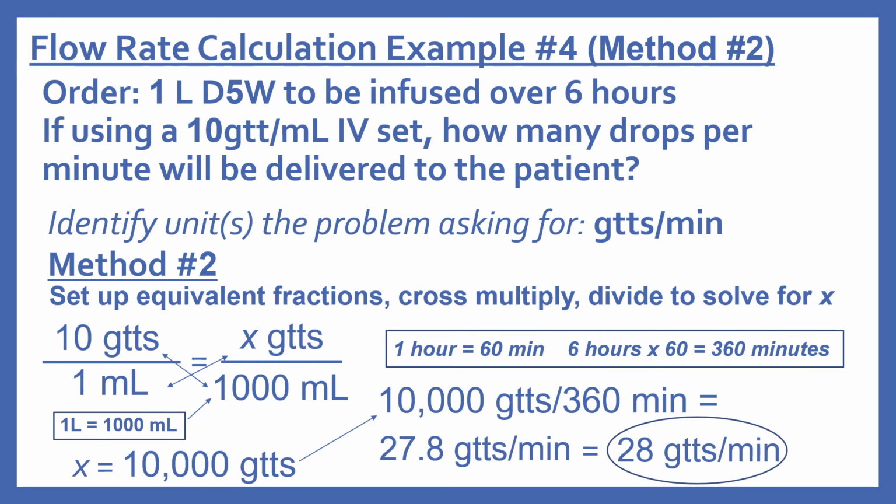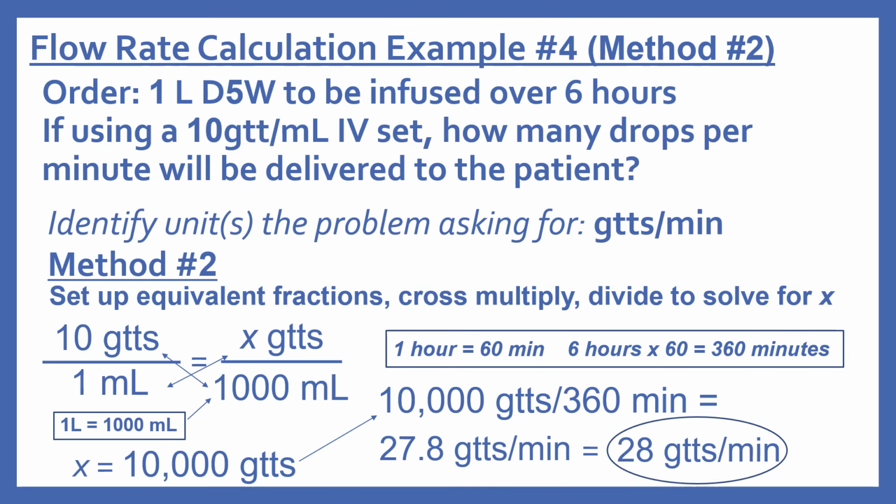Okay, now we'll look at the same example 4 with method number 2. So our order is for 1 liter of D5W to be infused over 6 hours. If using a 10 drop per milliliter IV set, how many drops per minute will be delivered to the patient? So we're looking for drops per minute, and with method 2, we'll set up our equivalent fractions, cross multiply, then divide to solve for x. So 10 drops per 1 milliliter equals x drops per 1,000 milliliters, because we know that 1 liter equals 1,000 milliliters. We can go ahead and do that.